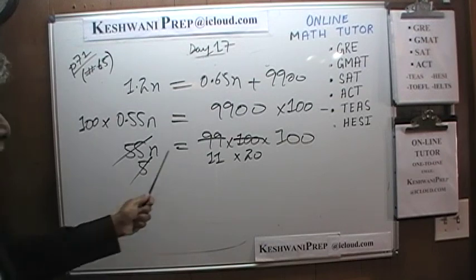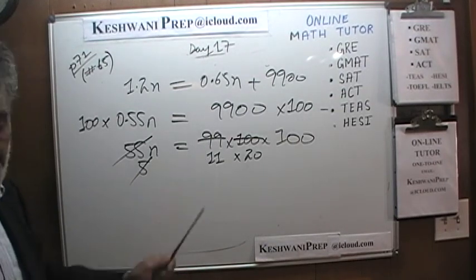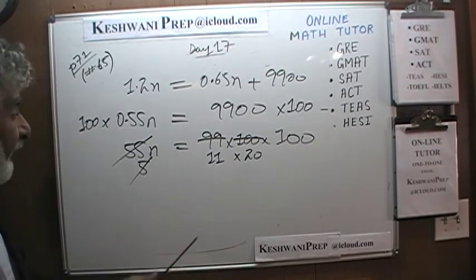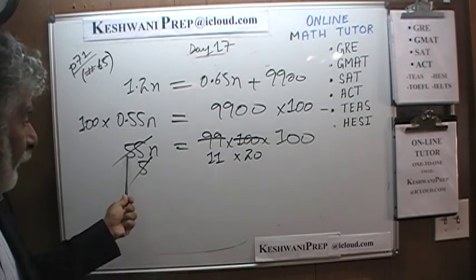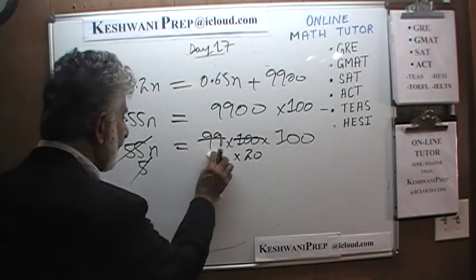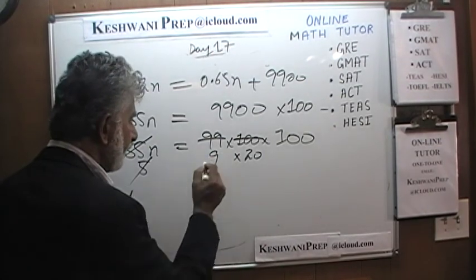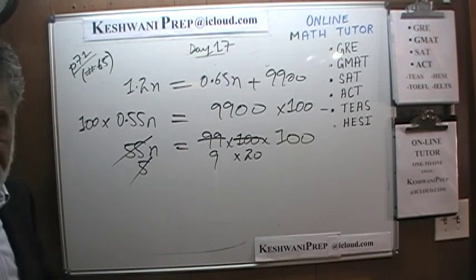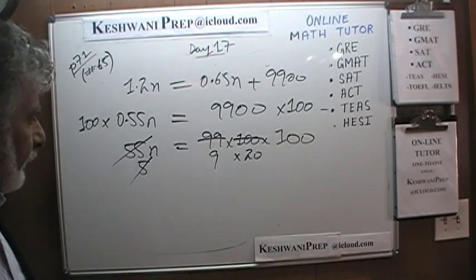Oh, if you divide by 11, that's how I wrote the 11 here. If you divide 55 by 11, we get a 5, but if you divide 99 by 11, we get a 9, not 11. I wasn't paying attention. It's a good thing I checked my work, because I have a different answer there. So there we go, we're done.